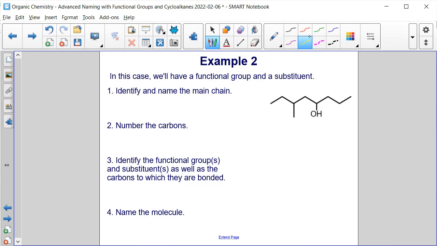So I'm going to start counting and try to find the longest carbon-carbon chain. If I start here, I have 1, 2, 3, 4, 5, 6, 7, 8. So this is my longest chain here. 8 carbons, and 8 carbons is octane.